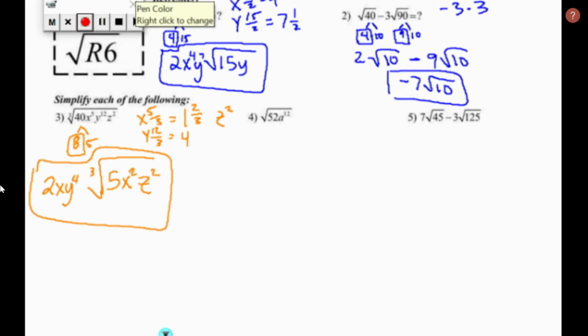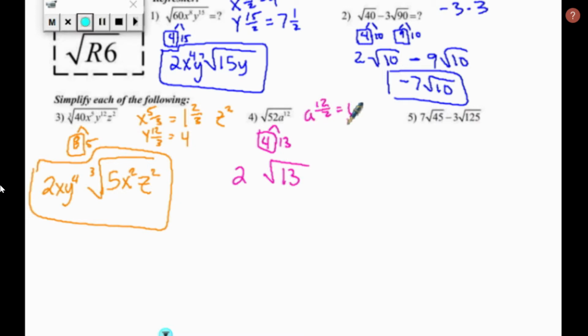So for number 4, break down 52. 52 is going to break down into 4 times 13. Nothing else really works. 4 is my perfect square, which means I'm going to bring a 2 to the outside, leave a 13 on the inside. A to the 12 over 2, I have 6 a's, so I'm going to bring out to the front, 6 groups of 2, and I have nothing left on the inside.